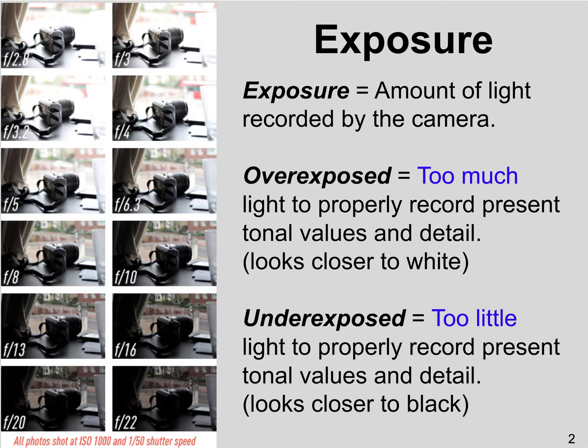We think of too much light as being closer to white. You don't have a lot of detail in your highlights. Things are overexposed, and that's what we like to call it. If we call it underexposed, we think about having too little light, and we have areas of shadow, especially that are deep and dark, no detail.